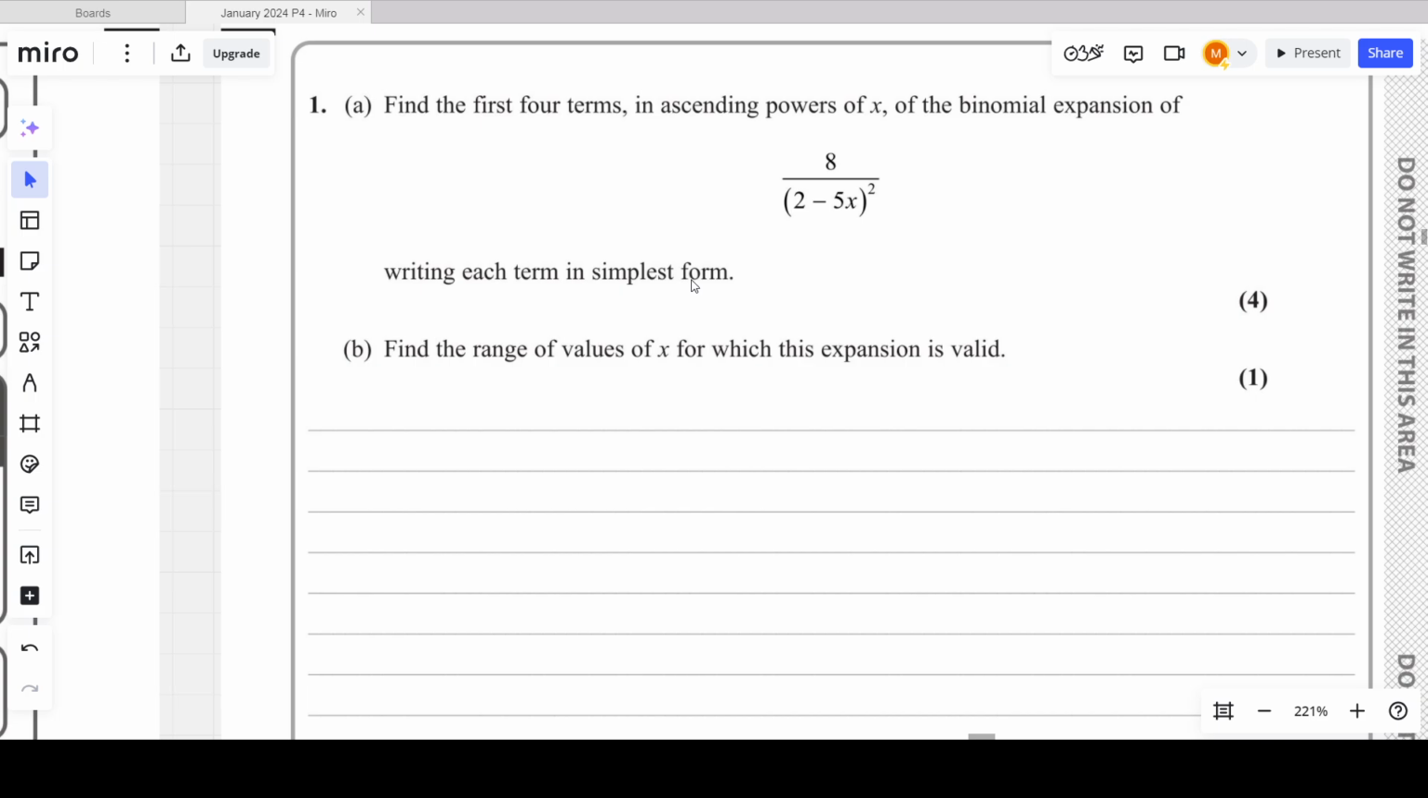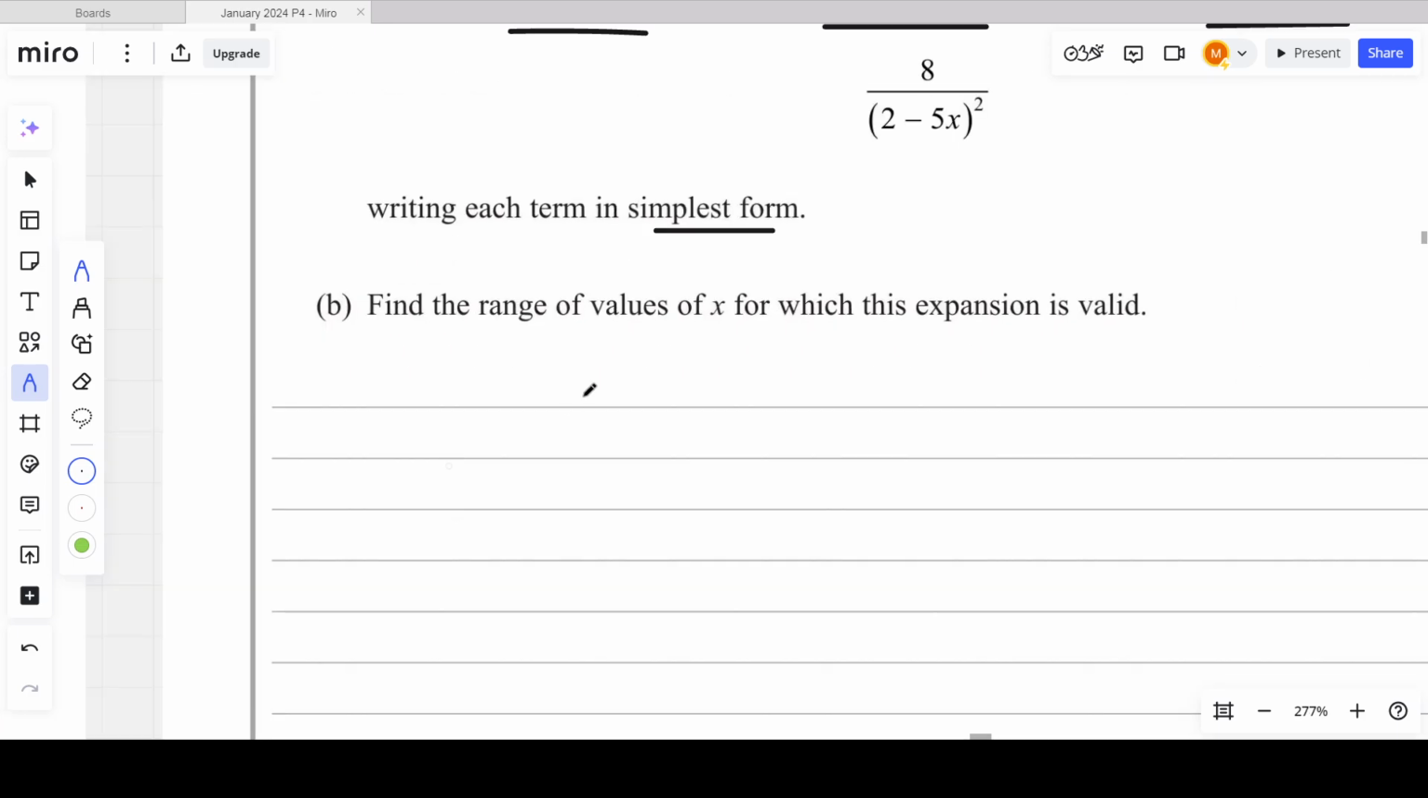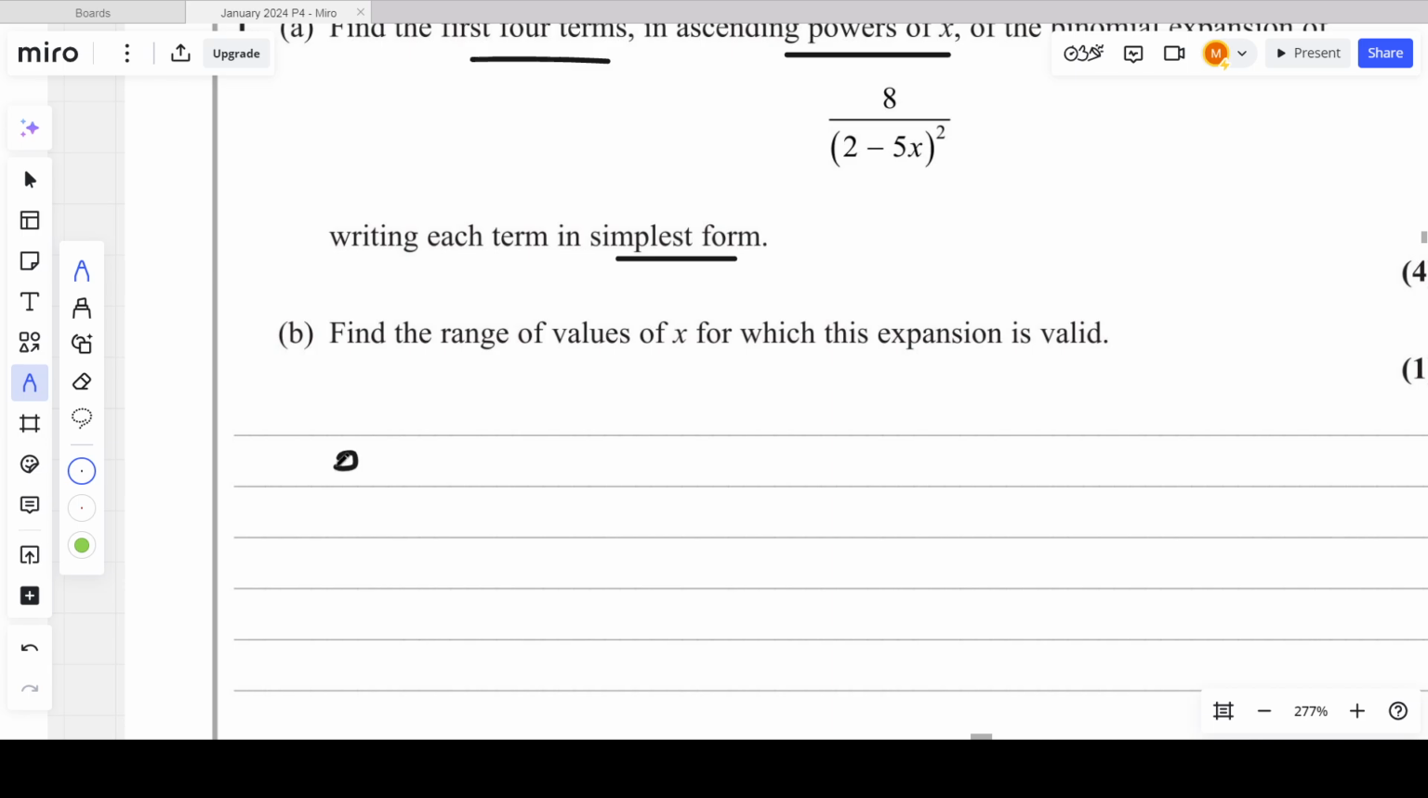In part A, they are asking: find the first 4 terms in ascending powers of x of the binomial expansion of 8 over (2 minus 5x) whole squared, writing each term in simplest form. So we need to expand this binomial expression. How can we expand it? We will write 8, then (2 minus 5x), since it is in multiplication form. The power will be -2, since it was in the denominator.